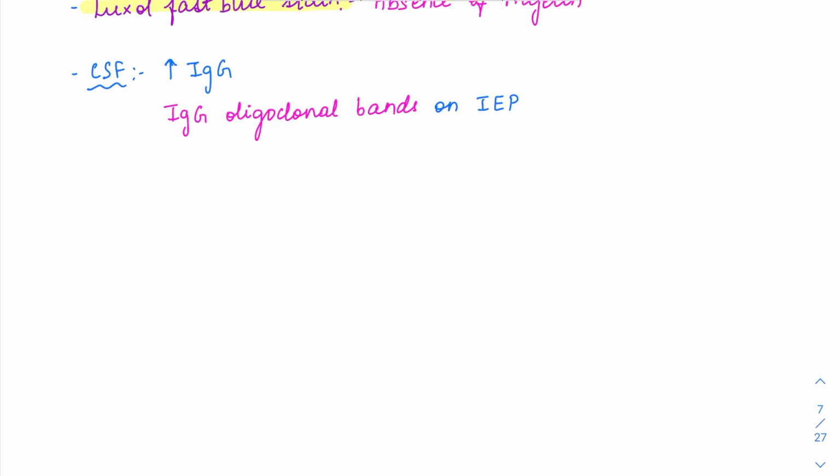Then on CSF, we have a specific finding called IgG oligoclonal bands. So oligoclonal bands are normally not seen. So IgG oligoclonal bands are seen in multiple sclerosis. CSF IgG levels will also be elevated.